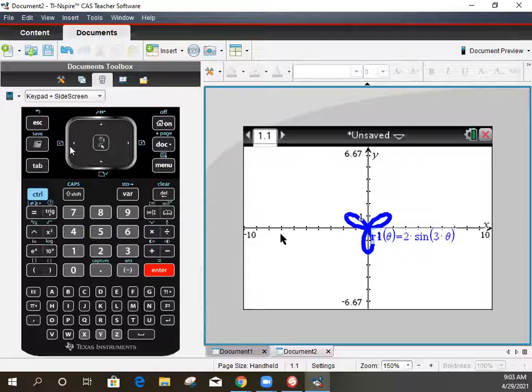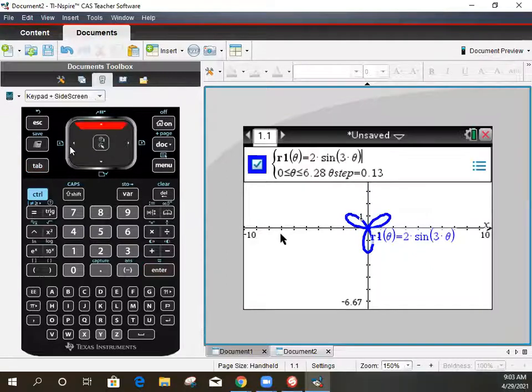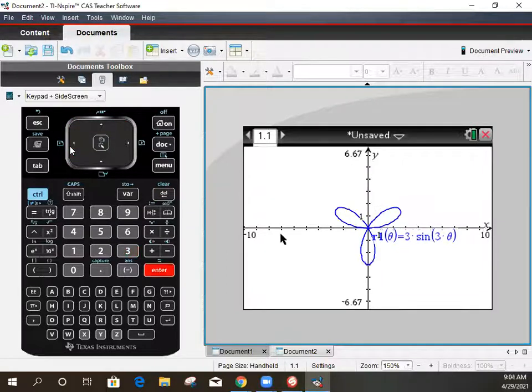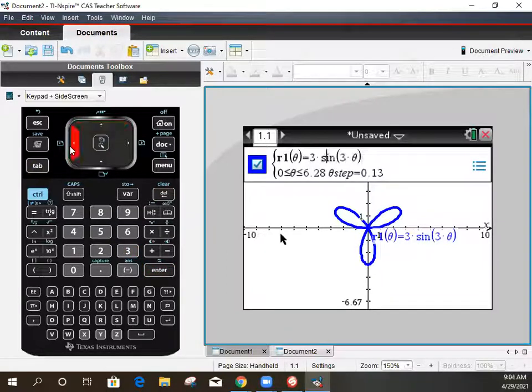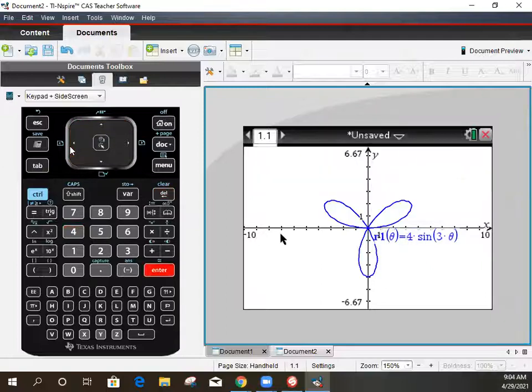But anyway, I digress. So does anyone notice anything about how the rose curve changes when you change A or n? Let's start off with A. When you change A, anyone notice how that affects the rose curve?